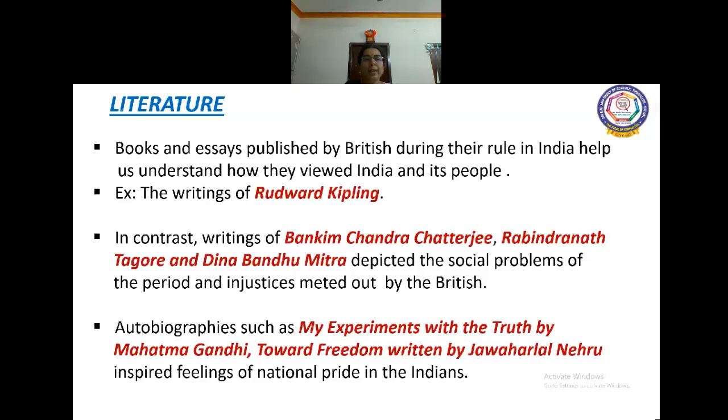So, for example, we can take the writings of Rudyard Kipling and autobiographies such as My Experience with the Truth by Mahatma Gandhi and Toward Freedom written by Jawaharlal Nehru, which inspired feelings of national pride in Indians. Actually, the books triggered nationalistic feeling among the people of India, and it made them join the Indian national movement, the Indian independence movement, to get freedom from the British government.